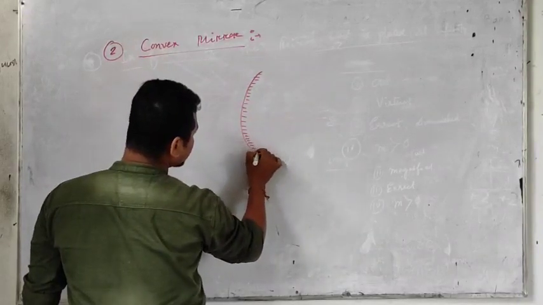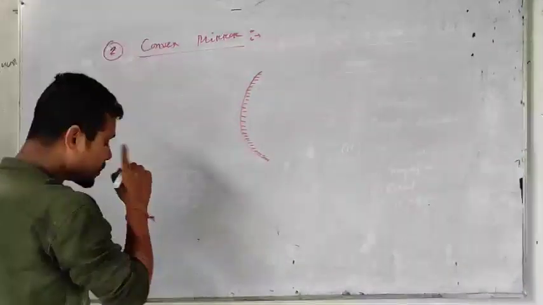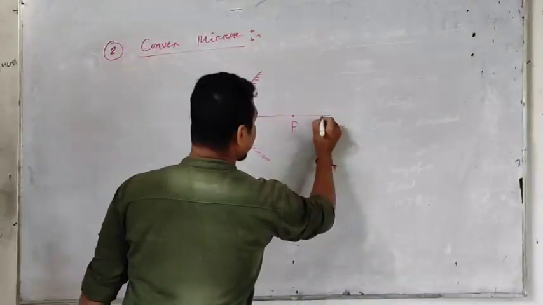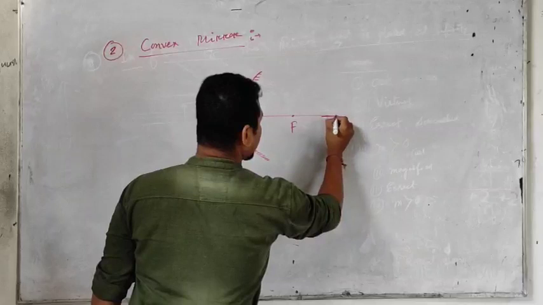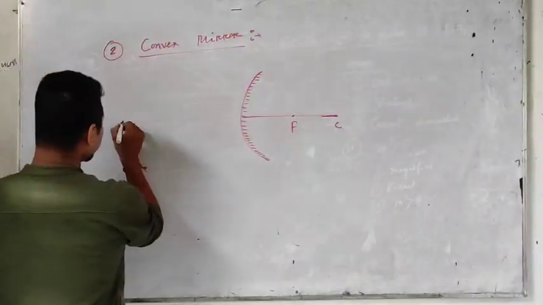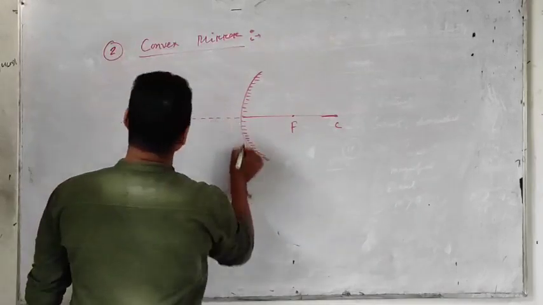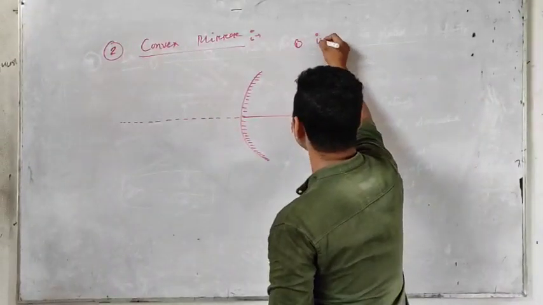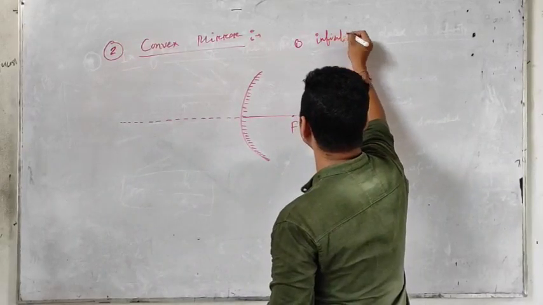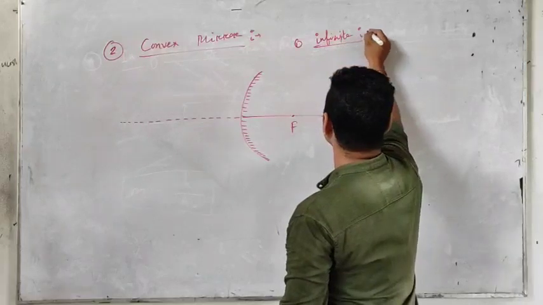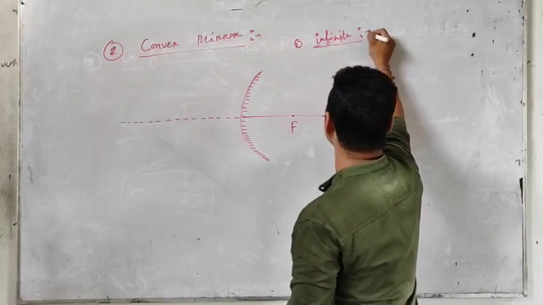Suppose this one is what? Convex mirror. Okay. Here is your focus and then center of curvature. So suppose I am here. First, what do you consider? The object at infinity. That is, suppose the object is placed at infinity.